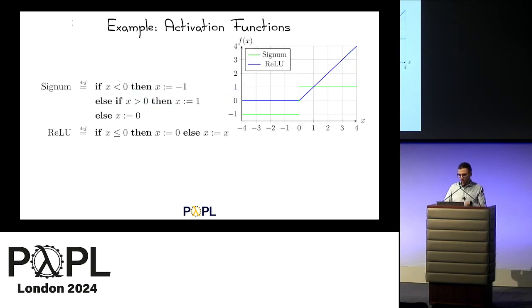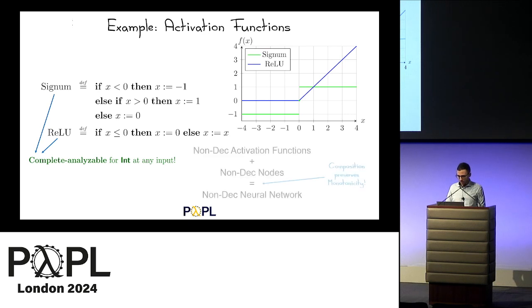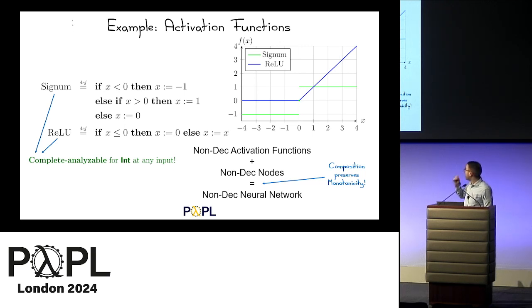And we can, for example, go on considering other activation functions which are non-decreasing, and we can conclude again that these programs are completely analyzable for the interval domain. And since monotonicity is closed under composition, if we compose non-decreasing activation functions with non-decreasing nodes, obtaining a non-decreasing neural network, then again we can conclude that the output of our non-decreasing neural network is completely analyzable for intervals, for bounded inputs in this case.